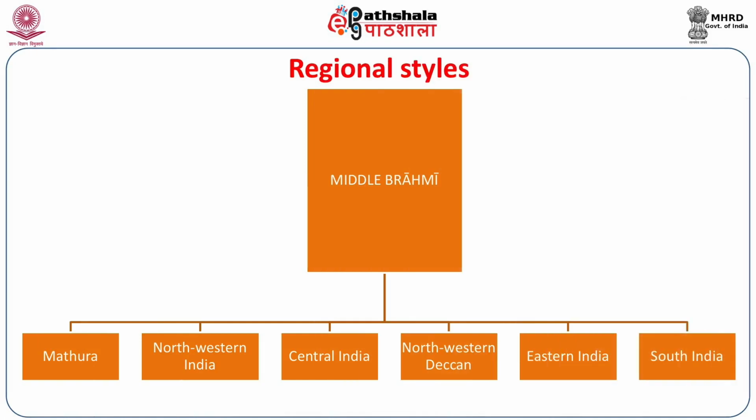Now if we look at the regional styles, Ahmed Hasan Dani has shown that as many as 6 different regional styles of writing had developed by 1st century BCE or 1st century CE in different parts of India. These were at Mathura, in the northwestern part of India, in central India, in northwestern Deccan, in eastern India, and in southern India. These regional styles developed their own idioms of writing Brahmi scripts.